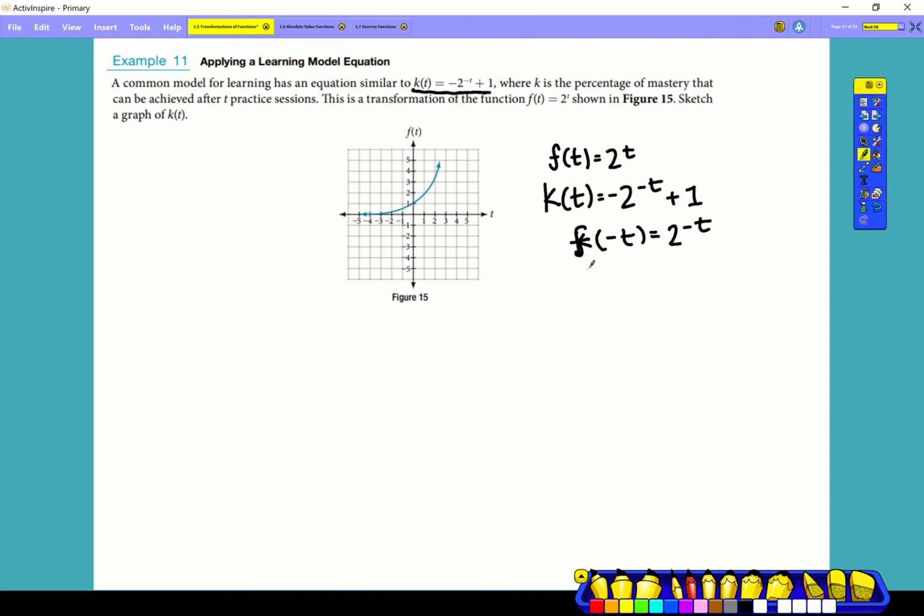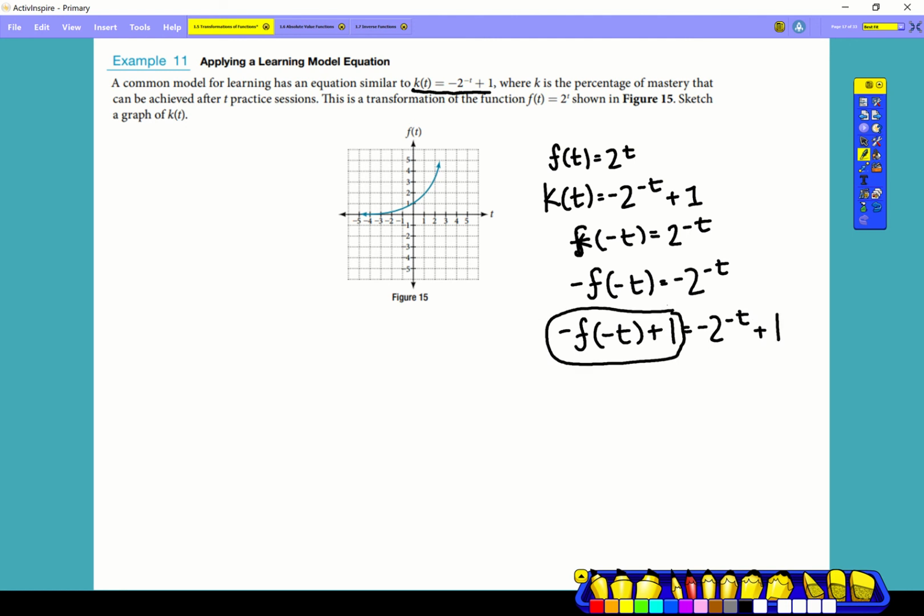So now we need this negative in front, right? So we're going to have negative f of -t equals negative 2 negative t. And then we're going to have negative f negative t plus 1 equals negative 2 negative t plus 1. So this is what we're going to have. So the first thing I would say is I'm going to go ahead and deal with that negative t.